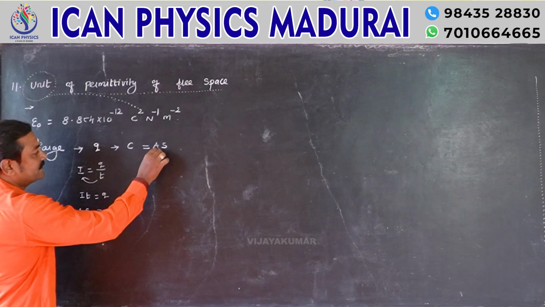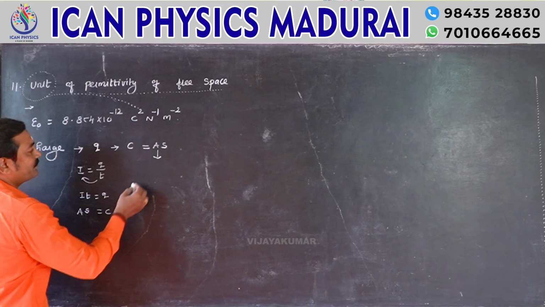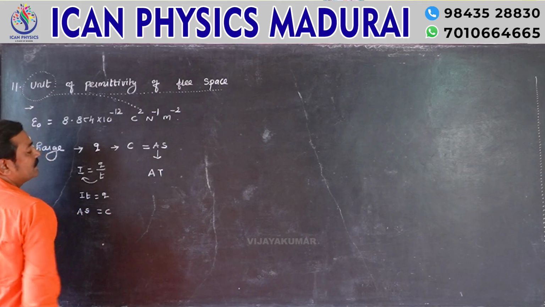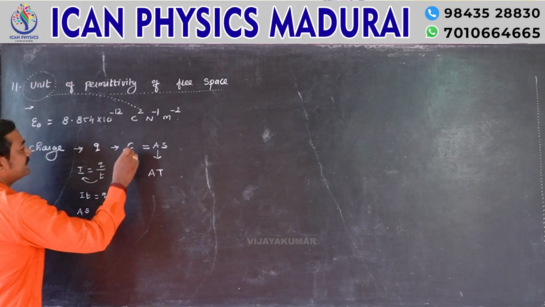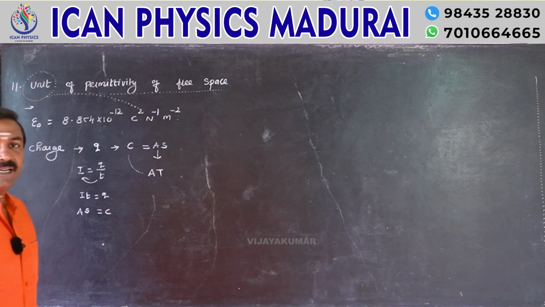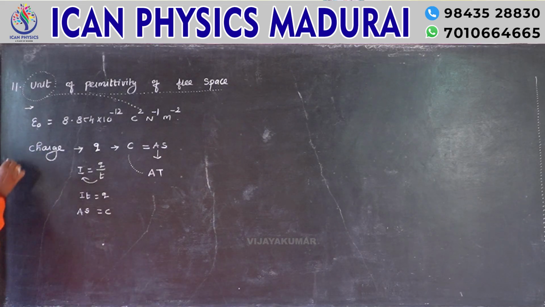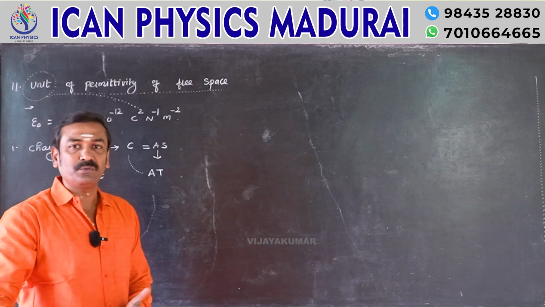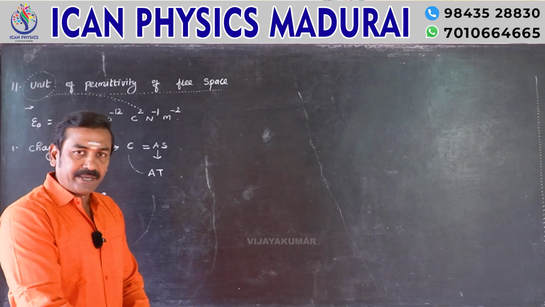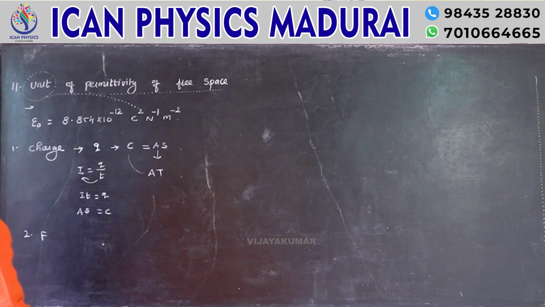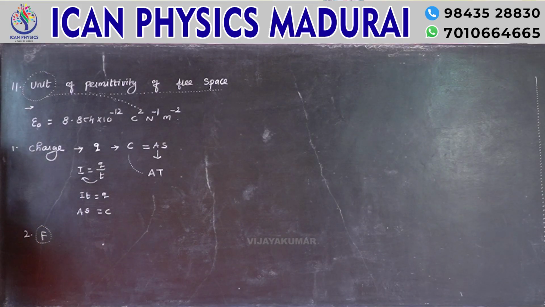Now we can convert the unit into dimensional formula. Ampere as it is. Second, time, so capital T. So AT is the dimensional formula for coulomb. Okay, do you get it now? Okay, fine. The second one is force. Okay, so for force we can derive the formula in two ways. So by using the first lesson, we are going to see the unit and the dimensional formula for force.